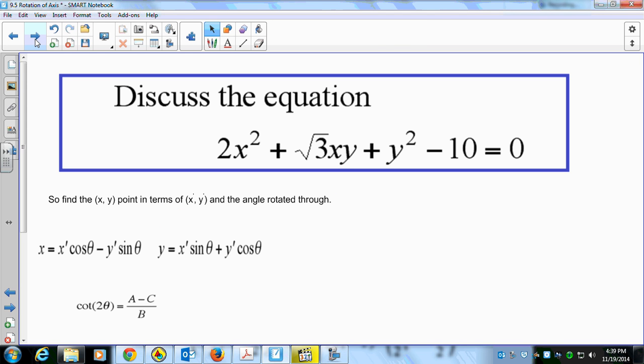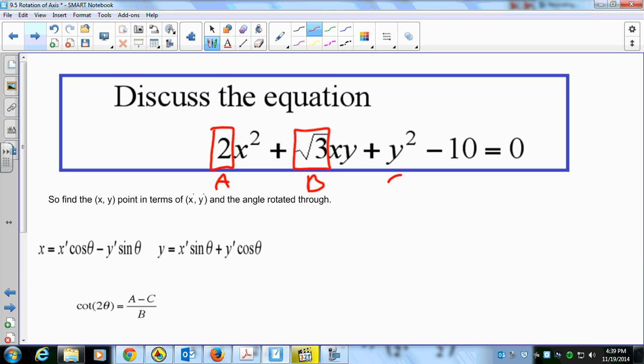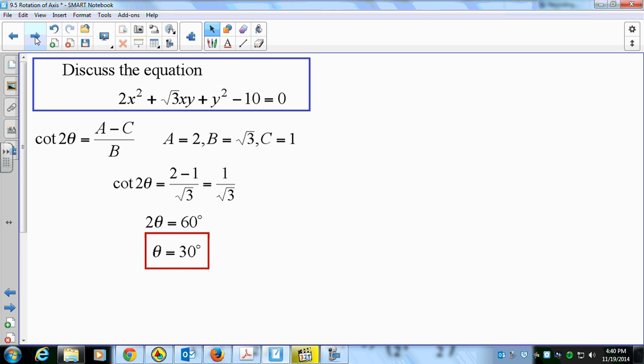So let's go ahead and do an example here. We're going to discuss the equation, so we want to be able to find certain points here for 2x squared plus square root of 3 xy plus y squared minus 10 equals 0. Notice our b term here is the square root of 3. This is our a term, our b term, and our c term. Our c term, really, we have a 1 there. So as we plug that into the equation, we get 2 minus 1 over the square root of 3. So we have cotangent of 2 theta is equal to 1 over the square root of 3.